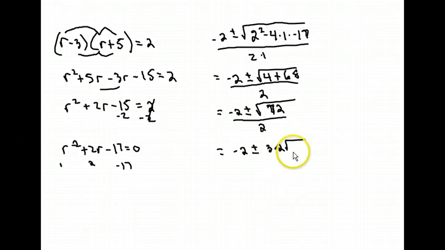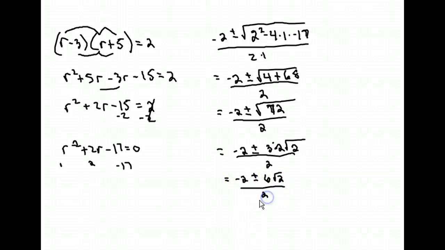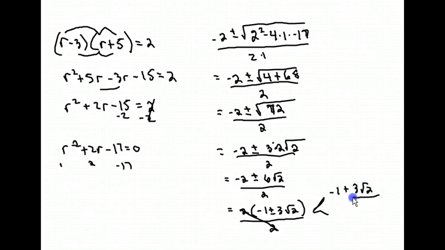2 2's out, and that'll leave you with a 2 left over. So what that comes out to be, this is 3 multiplied times 2, so that's going to give you a negative 2 plus or minus 6 square root of 2 over 2. And you can factor out a 2 out of the top. So you have a 2 parentheses negative 1 plus or minus 3 square root of 2 over 2. So your two answers would be negative 1 plus 3 square roots of 2 and negative 1 minus 3 square roots of 2.